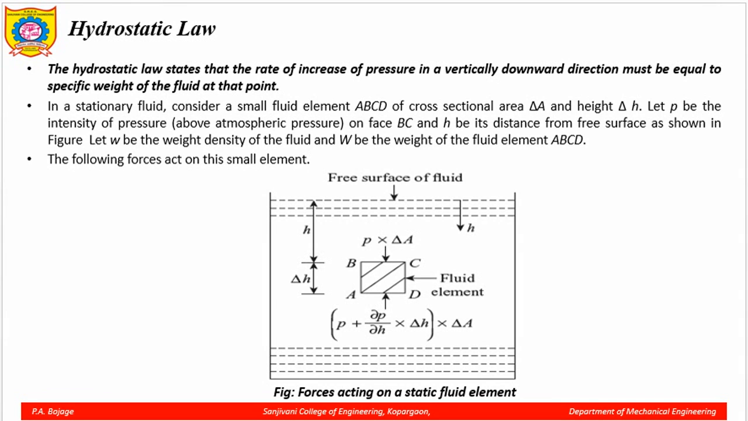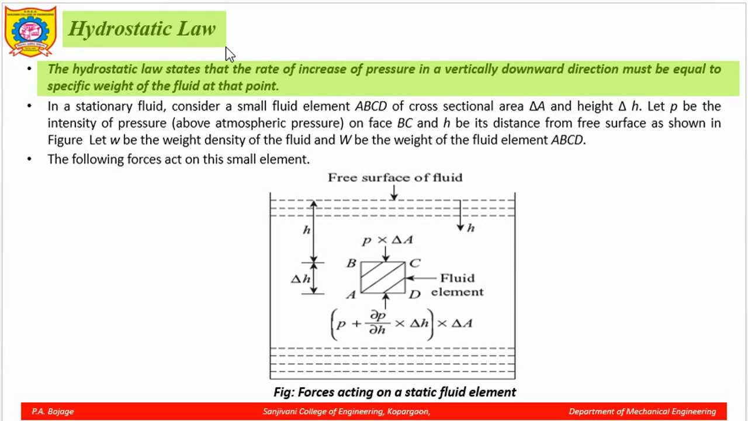Now, the law states that the rate of increase of pressure in a vertically downward direction must be equal to the specific weight of the fluid at that particular point. In simple words, there is a liquid element at a particular distance h from the free liquid surface. So, the law states that the rate of increase of pressure in the vertically downward direction, that is h.